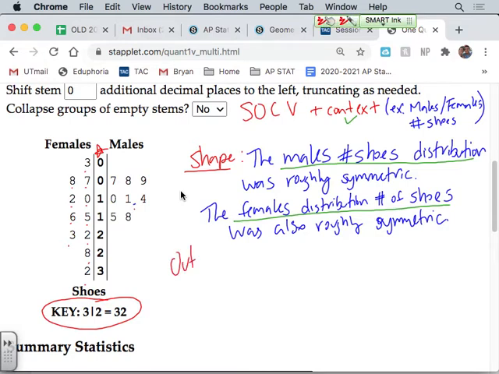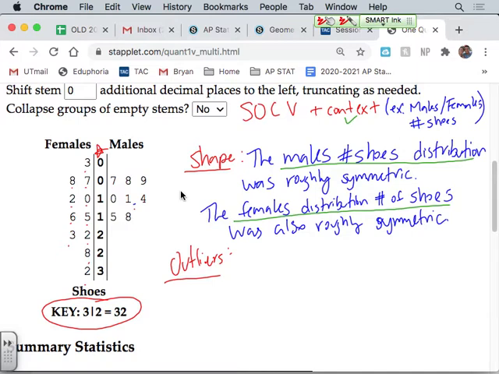Outliers. So on here, now that we took care of context, we can simply just say there was one outlier of females. There were no outliers in either. There were 2 outliers here, 1 outlier there. So they all have to be complete sentences? They do not. So we can just say no outliers if we don't think that there are any. I'm still convinced that there are no outliers in either distribution.